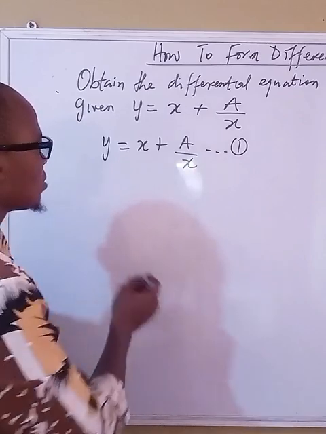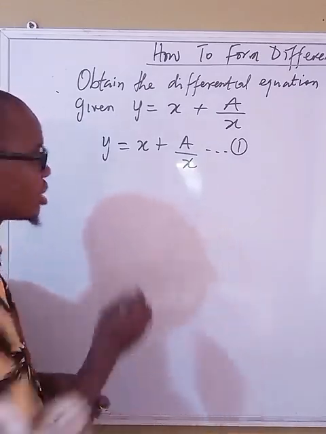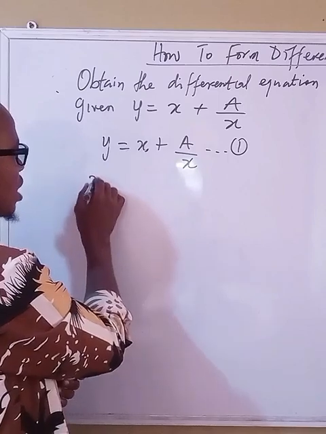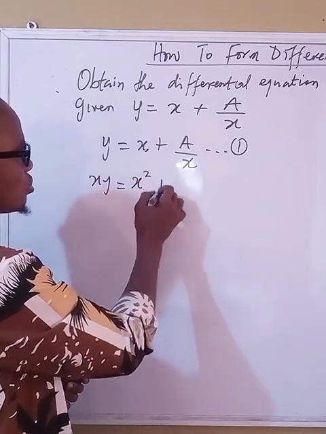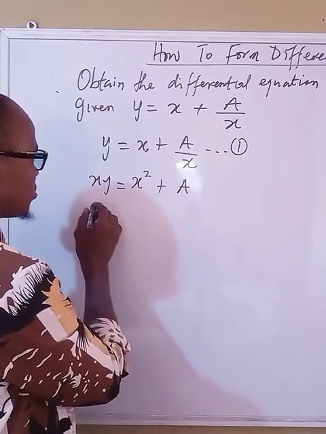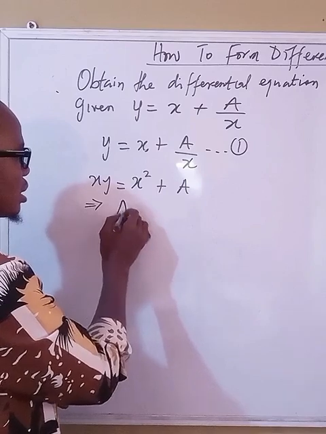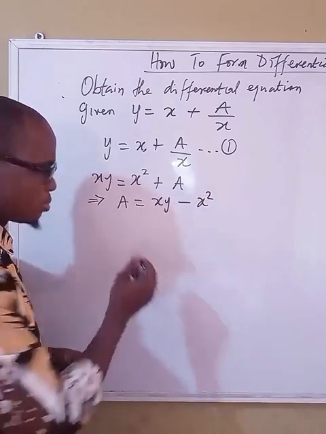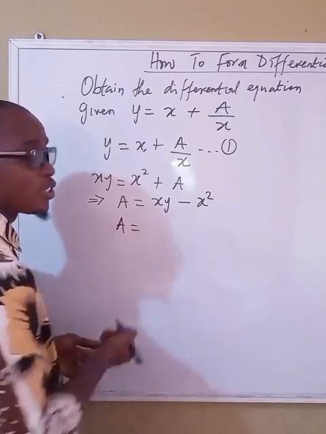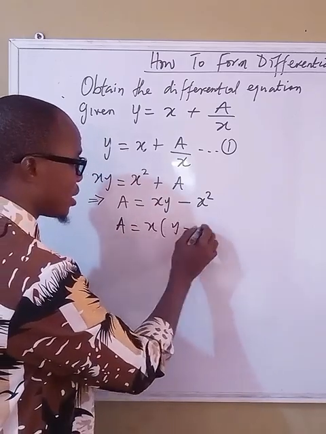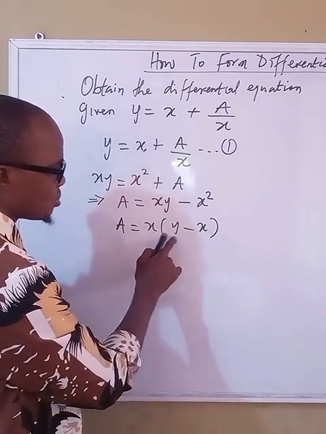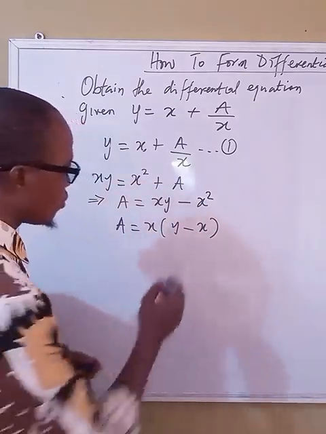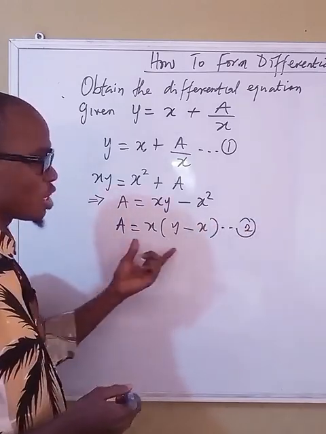From this equation one, we can actually make a the subject of the formula. We multiply through by x. We have xy equals, this will be x squared, and we don't have a here. So automatically, you can see that this implies that a is equal to xy minus x squared. Which implies that a can be, we can factorize x out: x into y minus x, because x times y we have this, x times x we have minus x squared. Are you getting it? So let's label this equation 2 because we are going to use it.